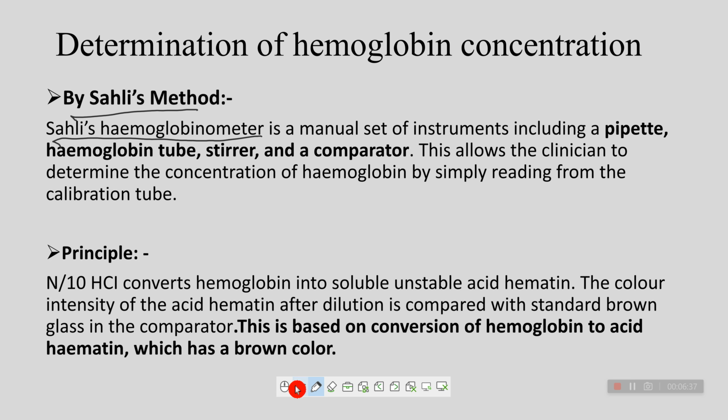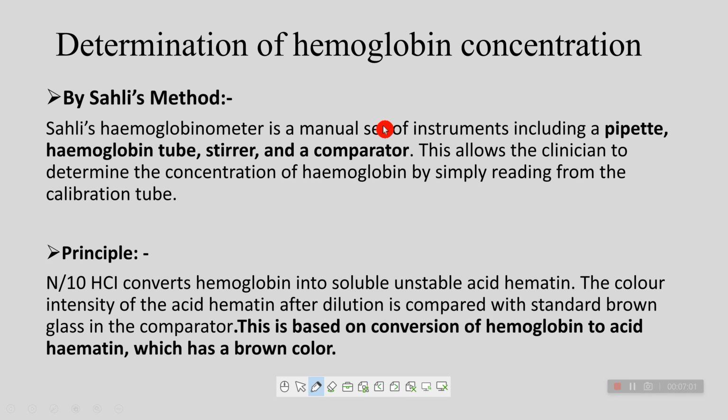So what is actually Sahli's hemoglobinometer? Sahli's hemoglobinometer is a manual set of instruments used for the determination of hemoglobin. Alright, what it includes, let's just have a look.